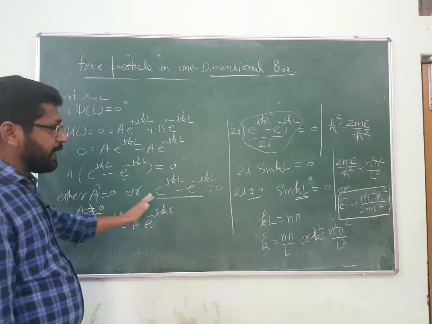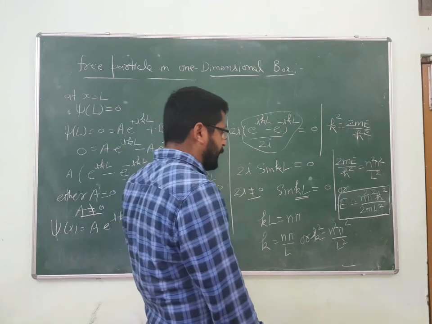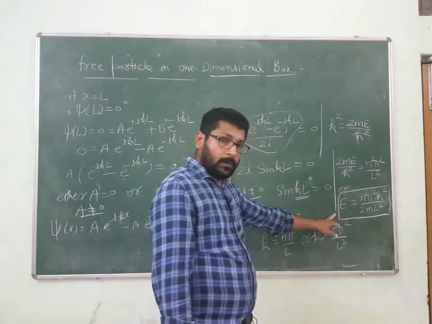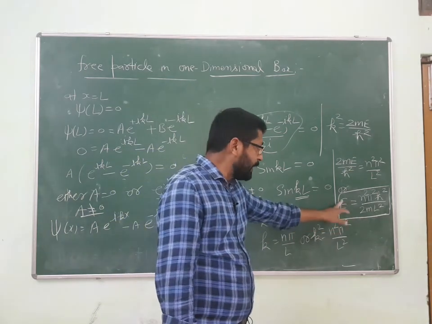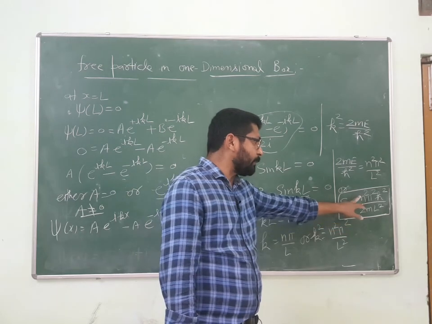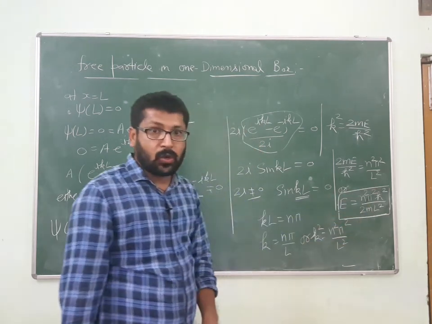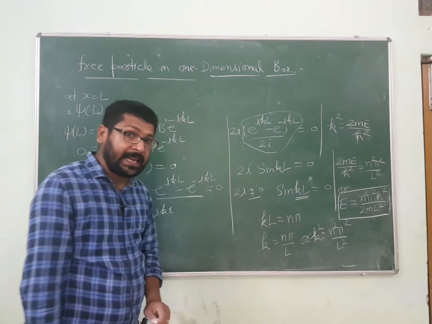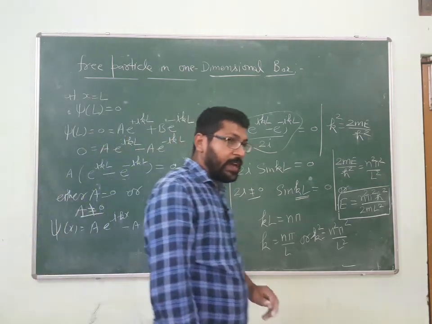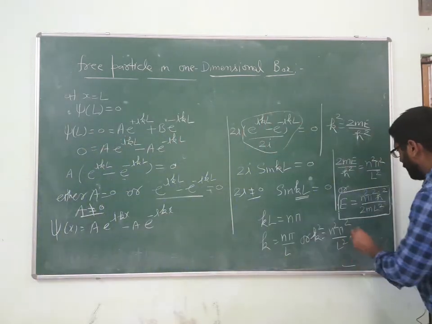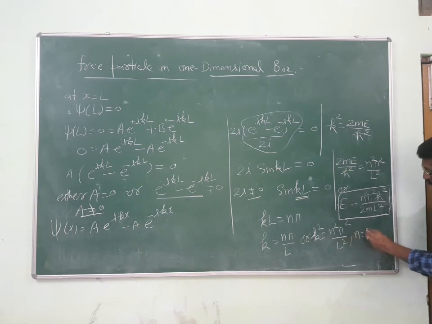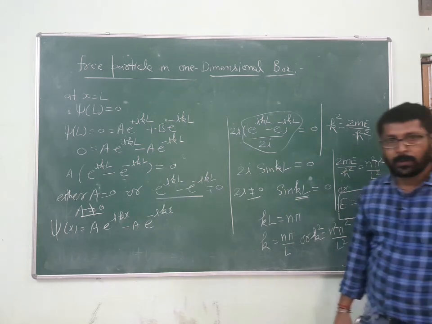So in this case we have calculated the energy of this particle in a one dimensional box, which will be given by E is equal to n square pi square h cross square by 2mL square, where n is an integer and the value of n will vary from 1, 2, 3 and so on.